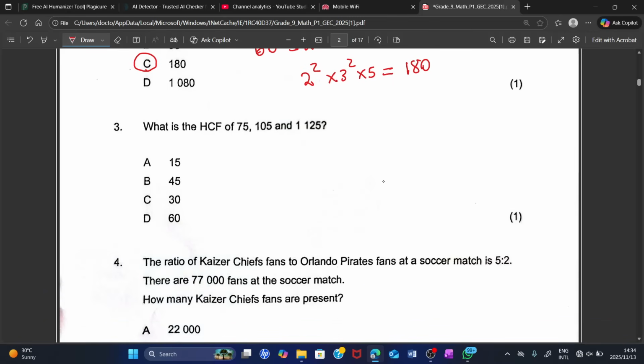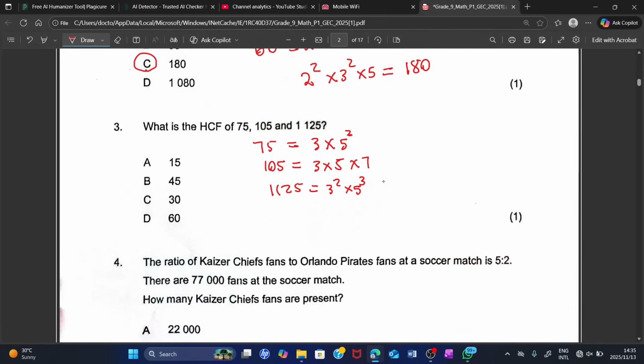Now, what is the highest common factor of 75, 105 and 1125? You press your calculator, it will be 3 multiplied by 5 squared. For 105, you say shift fact, so it's 3 multiplied by 5 multiplied by 7. Then we go to the last one, 1125. Again, you press the calculator, it will be 3 squared multiplied by 5 to the power of 3.